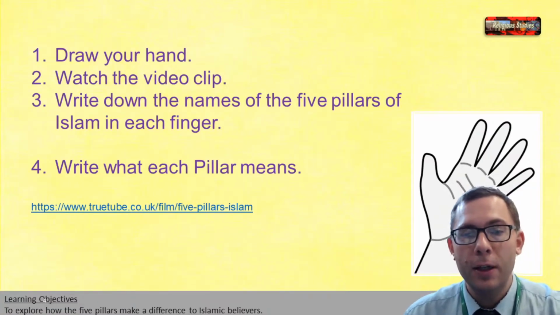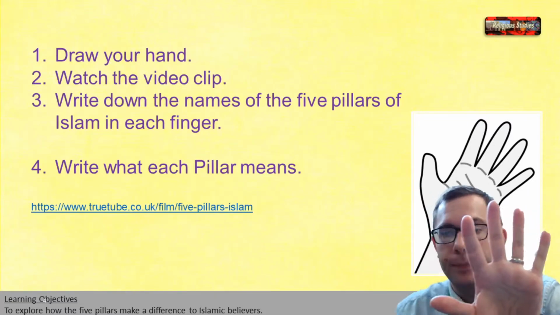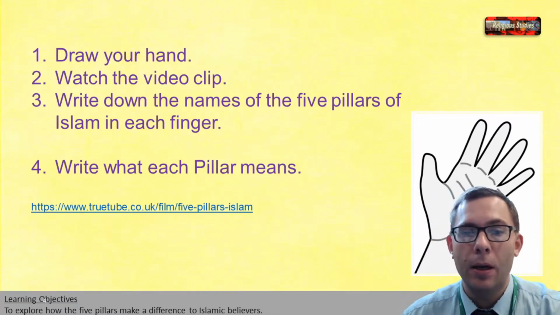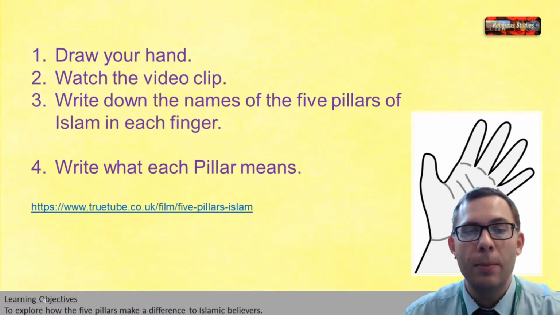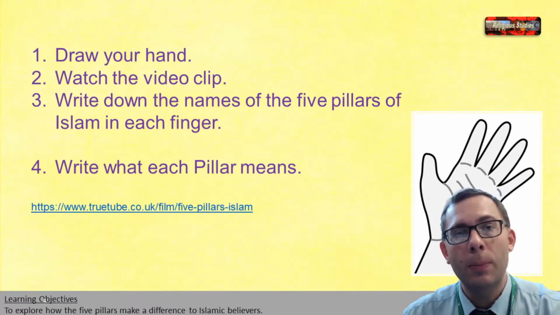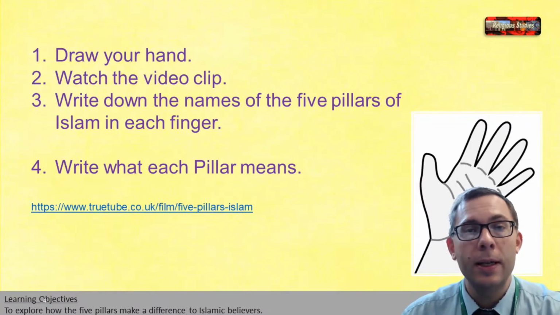The first thing I'd like you to do is to get your hand and draw around it. Then you're going to watch a media clip, and then you're going to write the name of the 5 pillars on each finger and explain what they mean. Now I've got this clip from TrueTube, so draw around your hand now, pause me, and then when you start playing, this TrueTube clip will play, and then you can get on with the task that's behind me. See you in a few minutes.